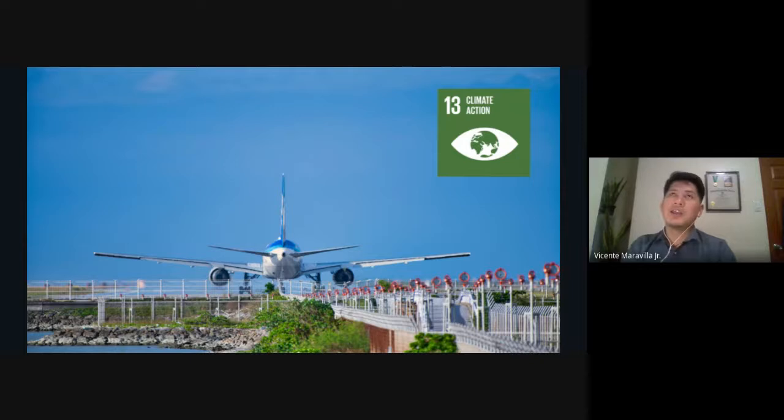Currently, the trends in aviation and the cruise line industry are now gearing towards sustainable activities such as using sustainable fuels. It's no longer a contributor to the carbon footprint, but now they are really observing sustainable activity, sustainable ways.